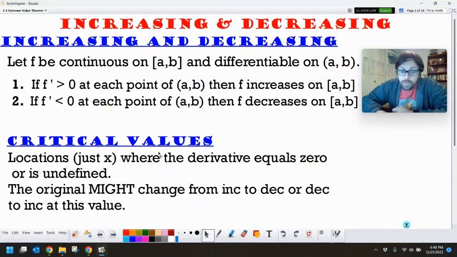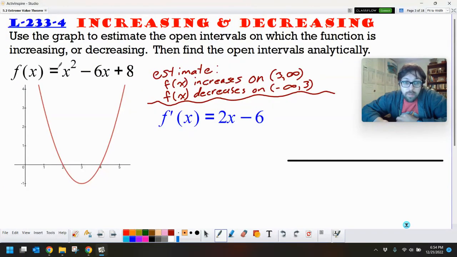Well, that's what critical values are talking about. There are locations, just the x part of a location, where the derivative equals zero or is undefined. Whenever that happens, the derivative has to make a choice whether it's going to be positive or negative after that point. So that's where it might change its mind from what it was before that point where it was either zero or undefined. So in this example, I've got a function and I want to know the open intervals where the function is increasing or decreasing.